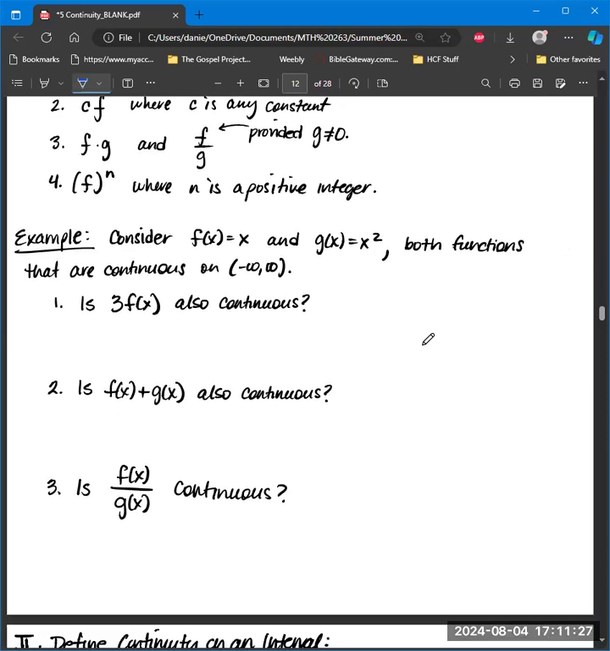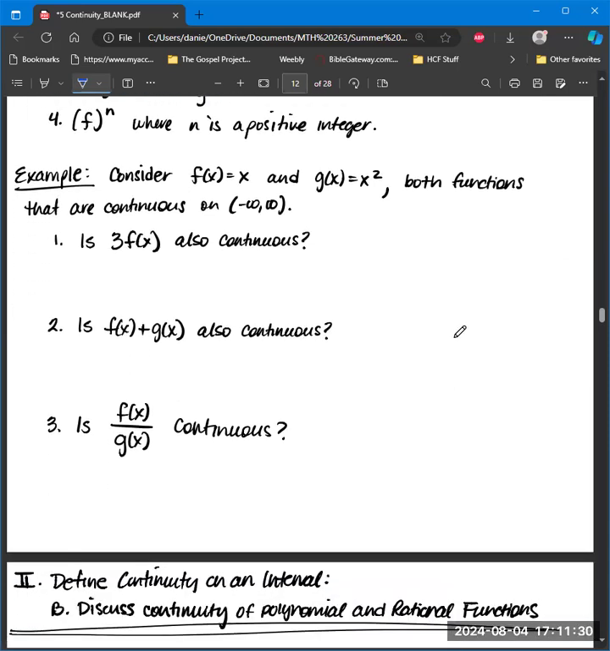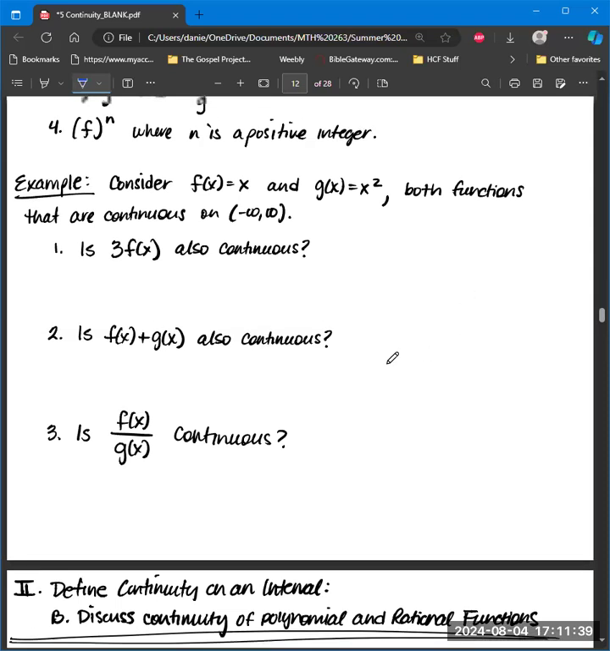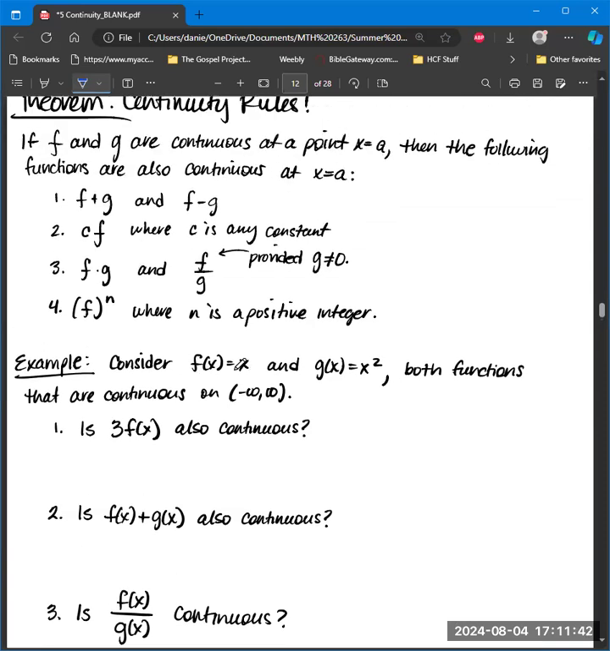Let's consider some functions now. f of x equals x and g of x equals x squared. Both are continuous everywhere from negative infinity to infinity. So based off of our rules up here, does that mean that 3 times f of x, or 3x, is also continuous? Yes, it is. That's rule number 2. How about f of x plus g of x? What about x plus x squared? Is that continuous? Yes. That's rule number 1.